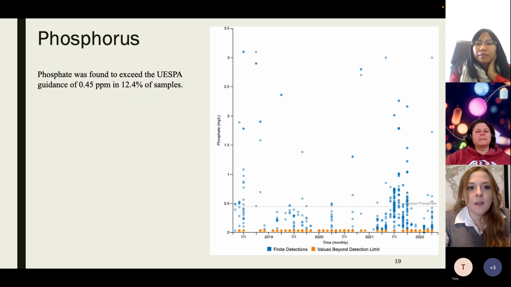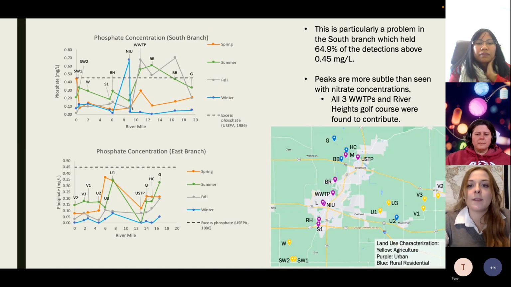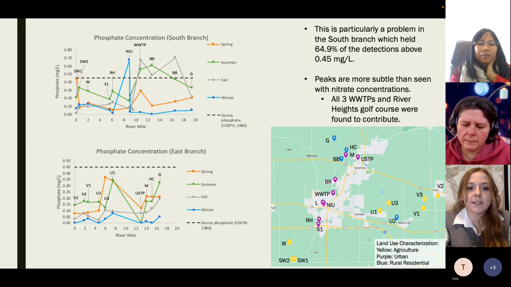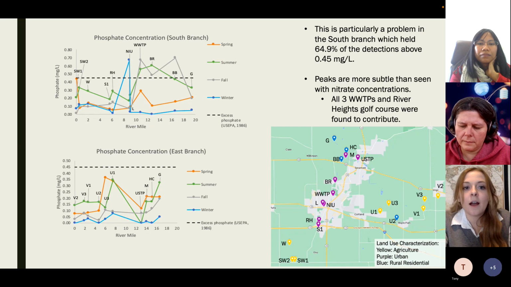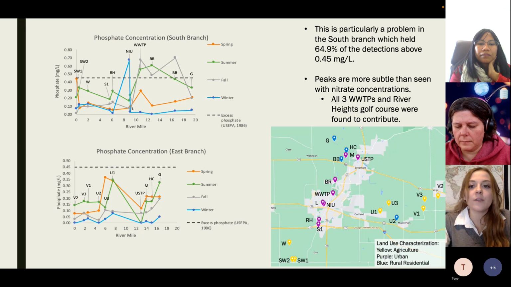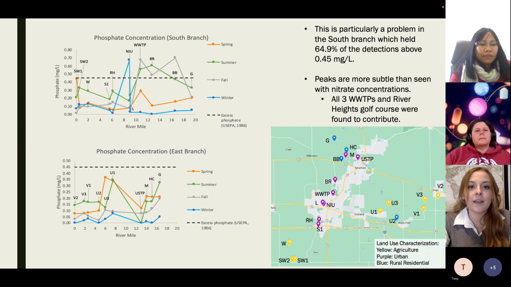So then moving on to phosphorus. Phosphate was found to have exceeded the US EPA guidance of 0.45 parts per million of phosphate as phosphorus in 12.4% of samples. And once again, this was particularly a problem in the South Branch, as the East Branch was consistently measuring below our ideal threshold. The peaks are a little more subtle than we see with our nitrate concentrations. However, all three of the wastewater treatment plants within our study region and the River Heights Golf Course were found to have increased concentrations from their upstream points.